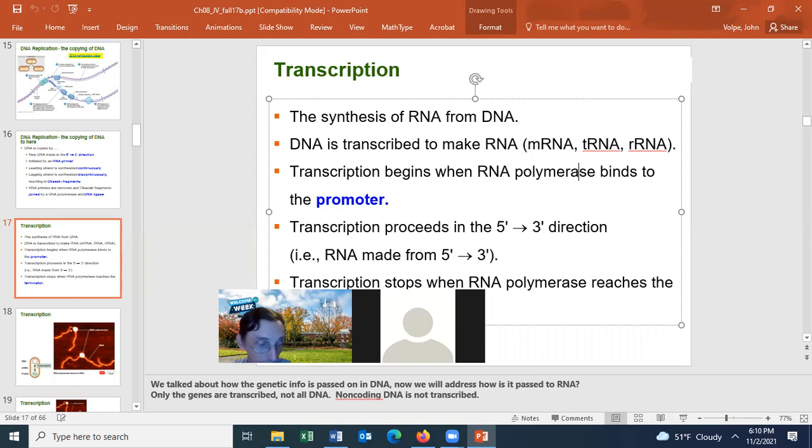Now in bacteria, most of the DNA codes for something, meaning most of the DNA is genetic information. Oftentimes you'll have one gene right next to the other gene. However, in eukaryotes, you don't have that. One gene may be over here, and the other gene may be way over here. In between, we have non-coding DNA. The non-coding DNA is never transcribed.